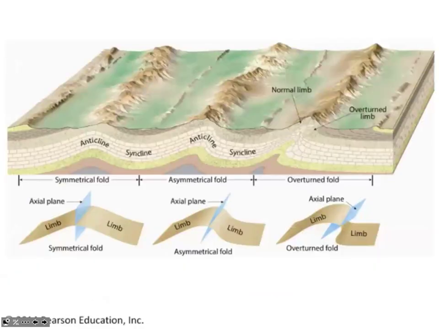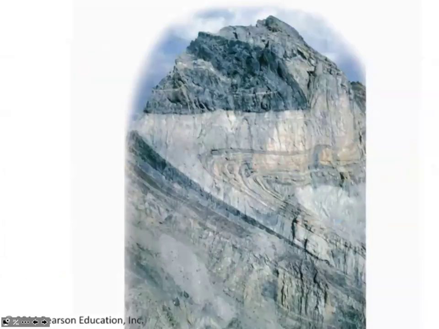We say that a fold is symmetrical if its two limbs dip at the same angle in opposite directions. We say that a fold is asymmetrical if its limbs dip in opposite directions, but one is steeper than the other. A fold is said to be overturned if the two limbs dip in the same direction, but at unequal angles. And then there's a third possibility as well, and that's a recumbent fold. This is an example of a recumbent fold here. Basically, the fold has been tipped over on its side completely.